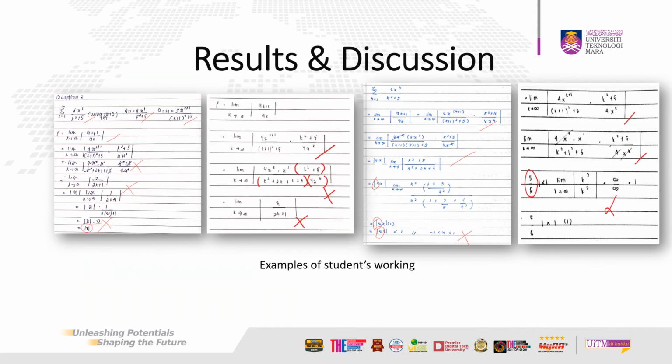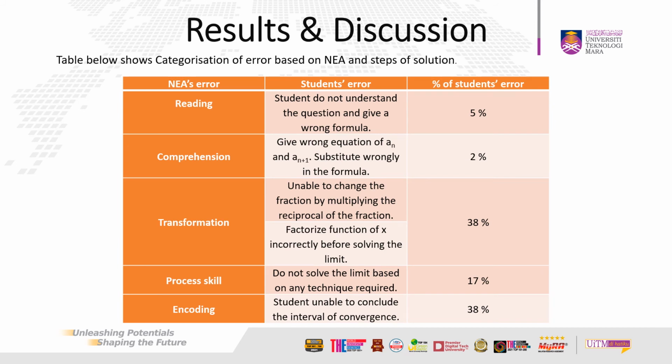This slide shows a sample of student solutions. As a result, we have categorized the errors based on NEA and the steps of the solution mentioned in the previous slide. And this is the result for the percentage of student errors. The highest error was in the transformation category, which is 38%, and the encoding category, also 38%. Students were good in the reading category, at 5%, and the comprehension category, at 2%.